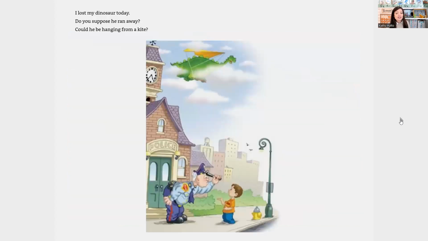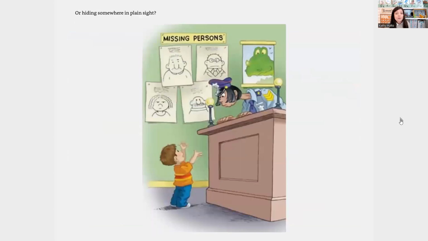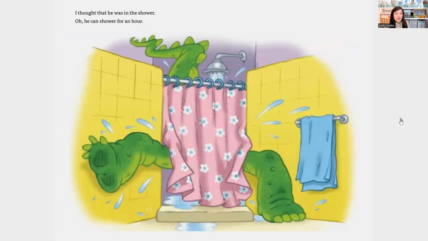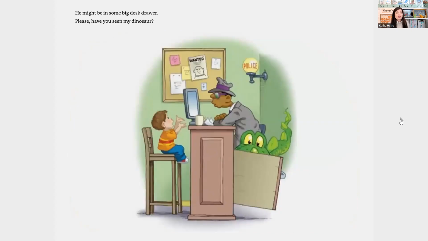I lost my dinosaur today. Do you suppose he ran away? Could he be hanging from a kite or hiding somewhere in plain sight? He likes to watch me comb my hair. This morning, though, he wasn't there. I thought that he was in the shower. Oh, he can shower for an hour. He might be in some big desk drawer. Please, have you seen my dinosaur?